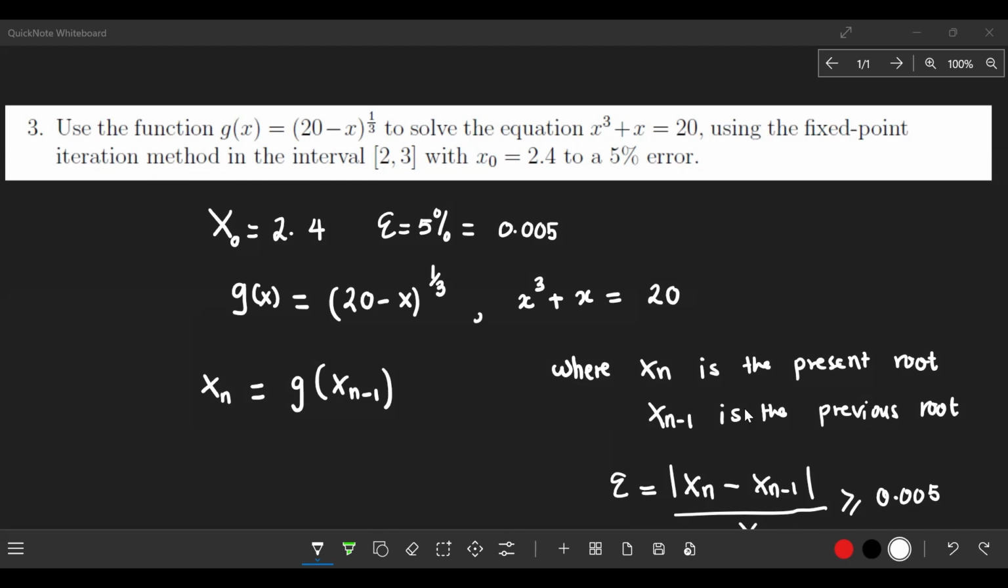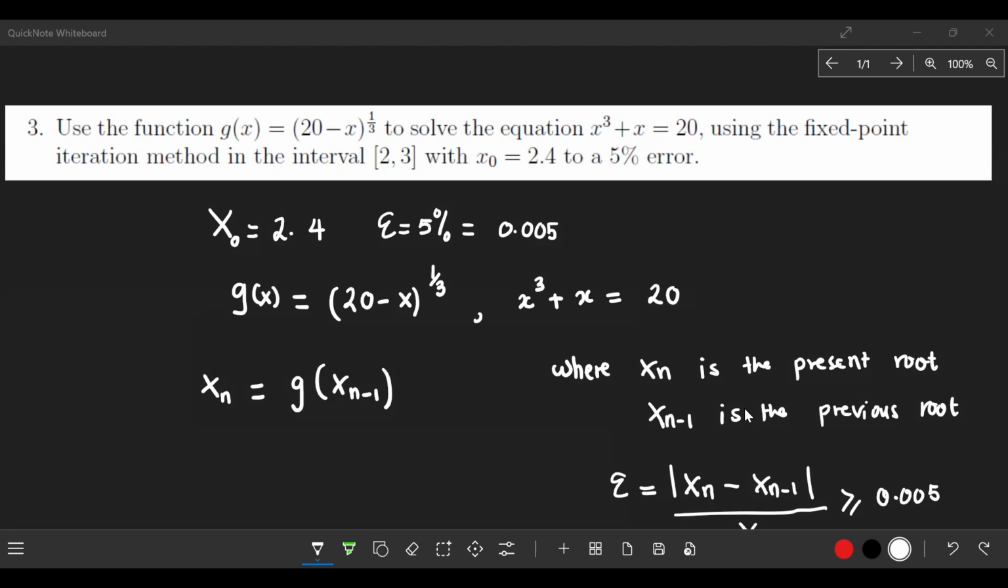So x naught is simply the initial condition. Every time you are using the fixed point iteration method, you need to have the initial condition. It has to be given to you, or you have to just guess, just like the situation we had yesterday, where we were trying to confirm that we are converging to a given value. So we just pick one value which is close to the value we're trying to converge to. So with x naught equal to 2.4 to a 5% error.